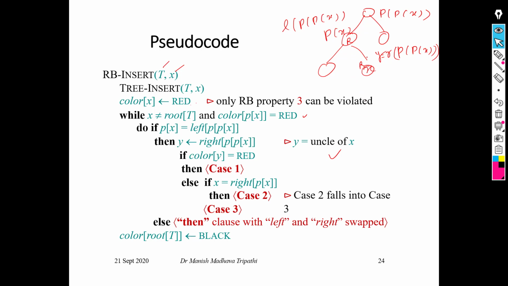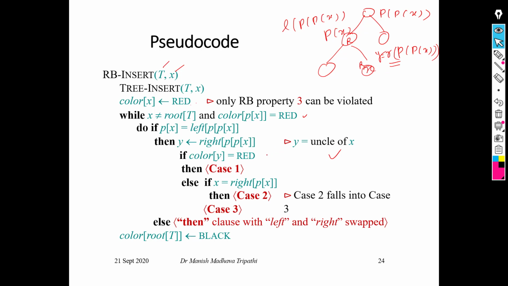So there is a problem. What do we do? If the parent of x is the left child of its grandparent, in that case we define the right child of that grandparent as the uncle. That means this will be treated as the uncle.